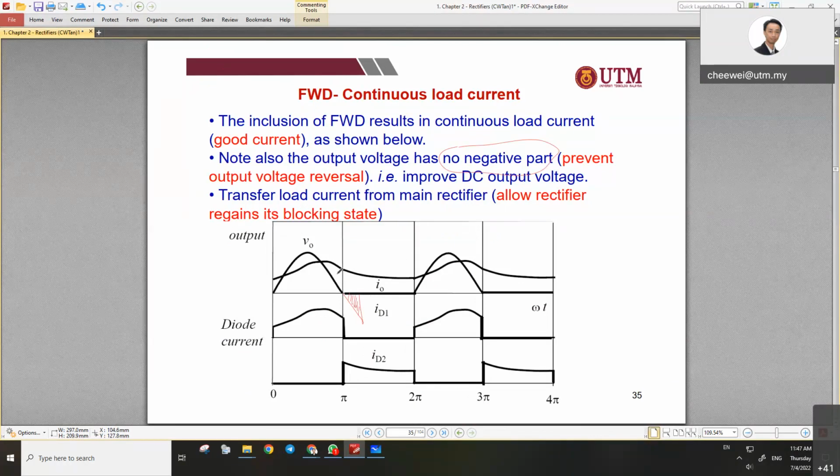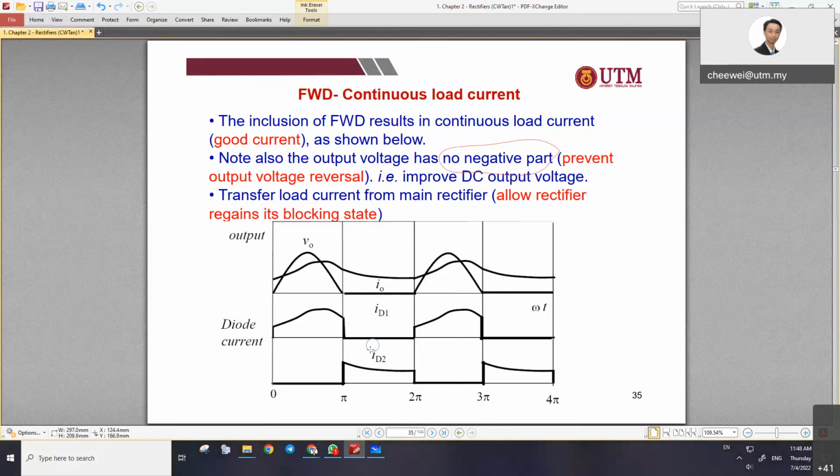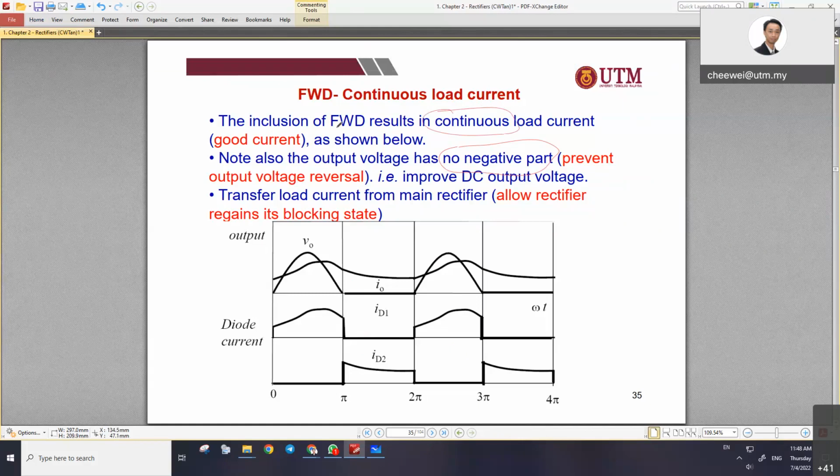It is originally there without the freewheeling diode, but the freewheeling diode is making a new path or a new way for the current to flow. And at the same time, it blocks the way for the voltage during the negative half cycle, which is why the negative part is being eliminated. At the same time, it makes what? It makes the current continuous, and deletes the negative part.